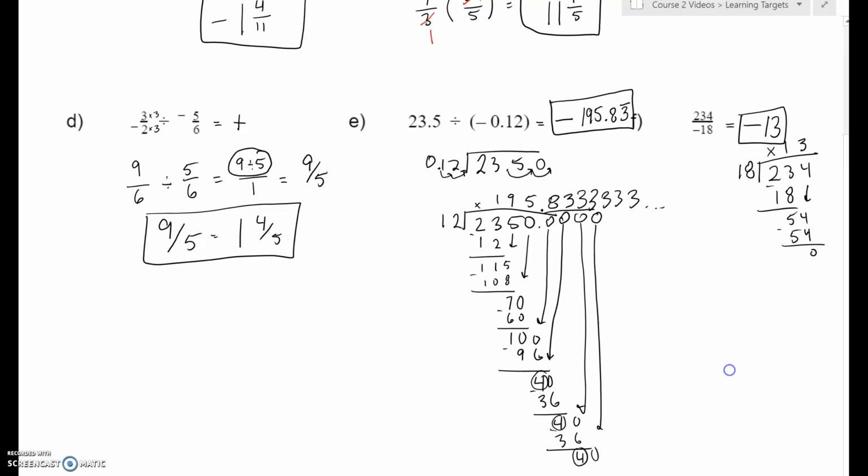There is dividing. That is dividing rational numbers. A negative divided by a negative is a positive. A positive divided by a negative is a negative. And a positive divided by a negative is a negative.